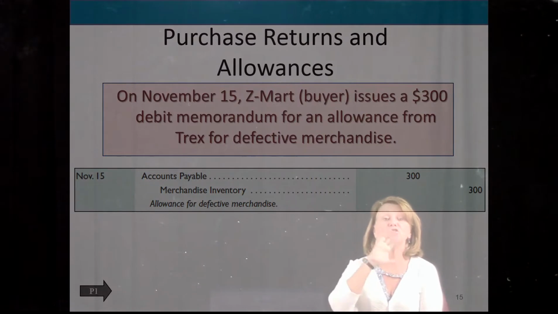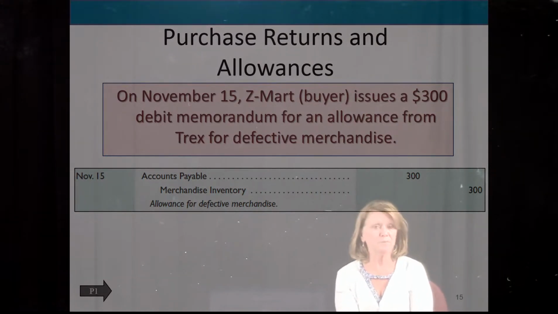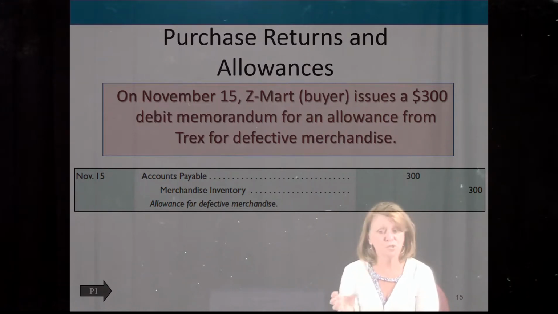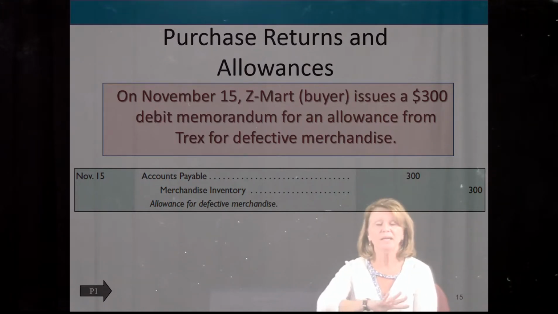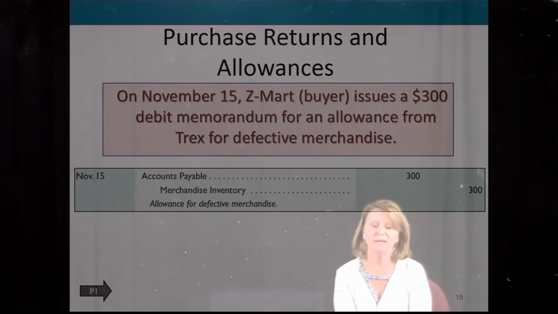This is where we returned the bad merchandise. So we took it out of accounts payable. We also took it out of the inventory account.